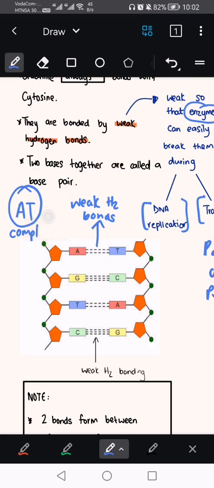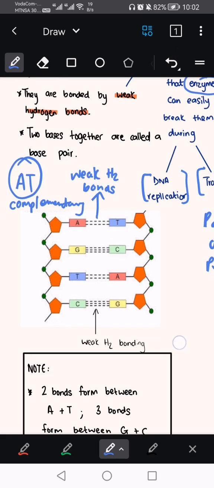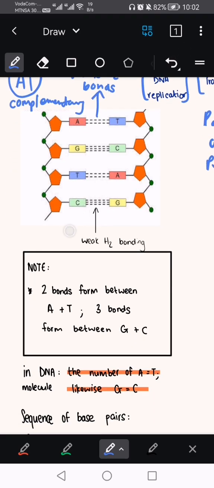complementary base pair, right? So, another thing that we want to note here is that 2 bonds form between A and T, which we can see over here. You can see it's only 2 bonds. And 3 bonds form between G and C, which we can see there.